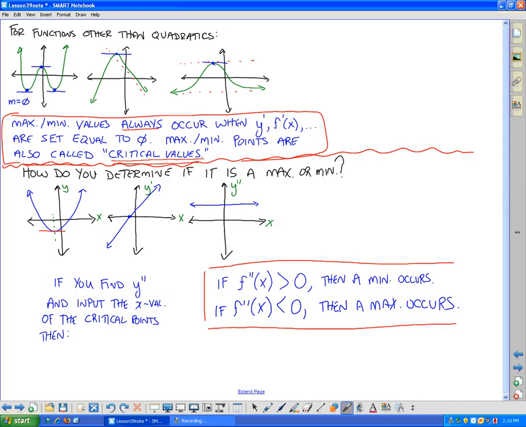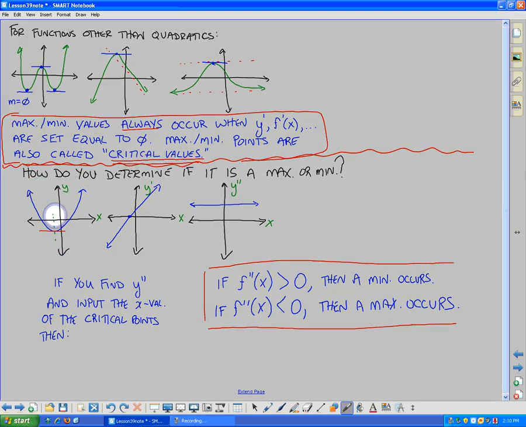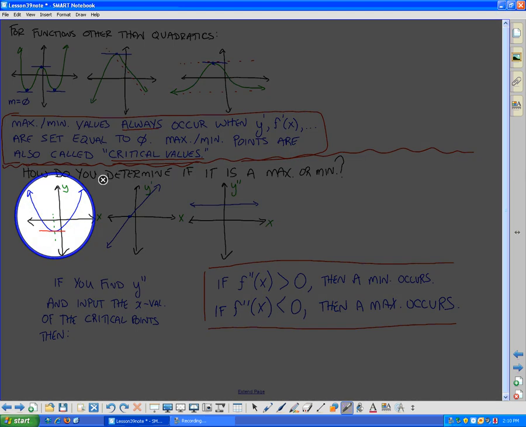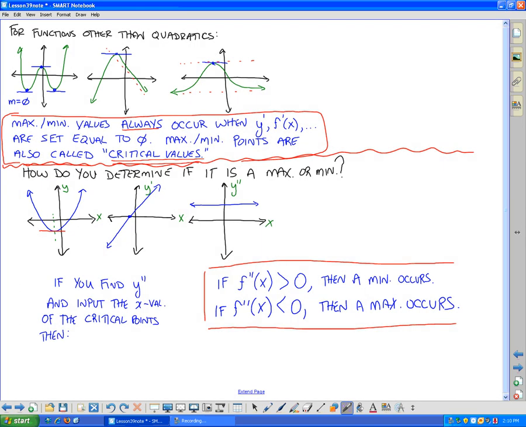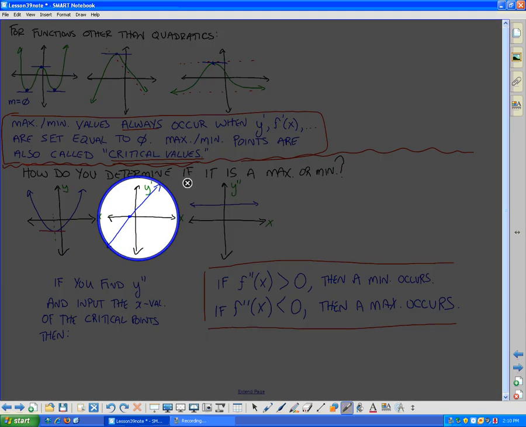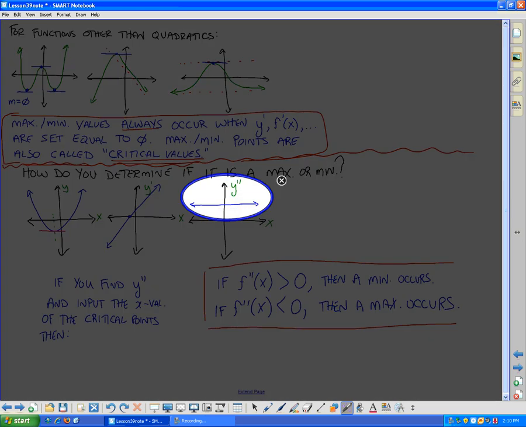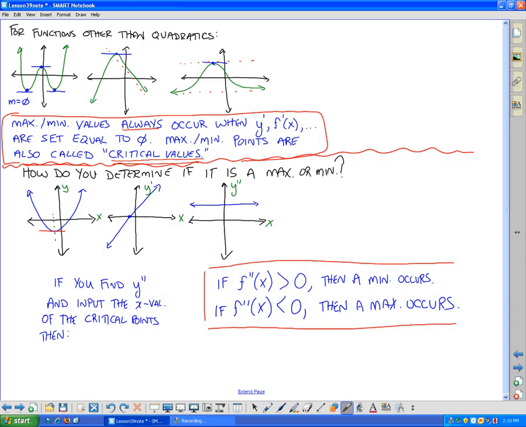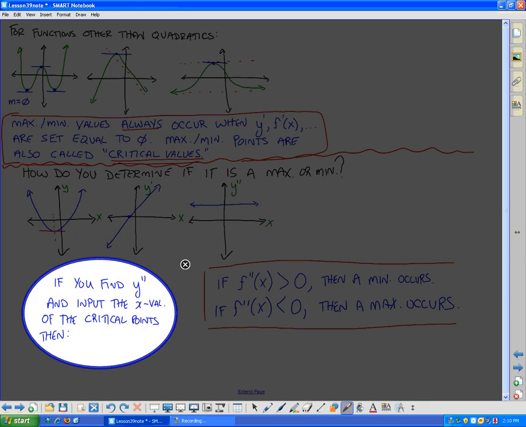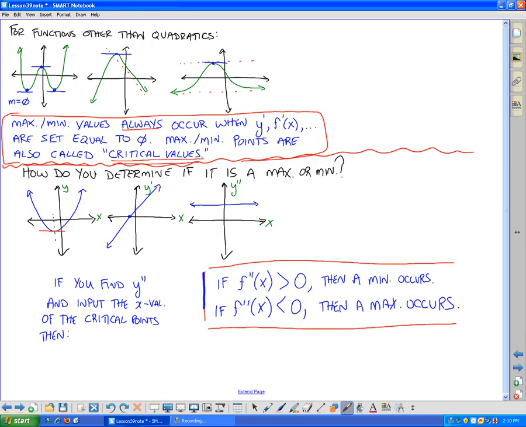So let's start with a parabola. Here's the parabola, and we did this in Unit 3 when we were introducing ourselves to derivatives. Here's where the slope is 0. If you take the derivative and graph a parabola that opens up, you end up with a positive slope. If you take the derivative of that positive slope, the second derivative is a positive value. So if you find y double prime and input the critical point, the vertex that you found, or location of max min, you get this table right here.